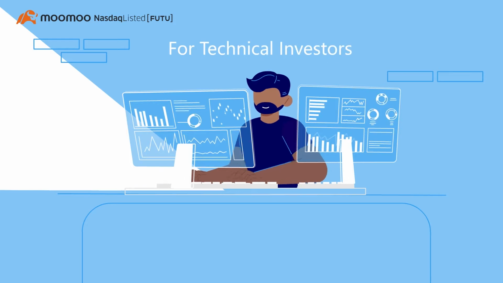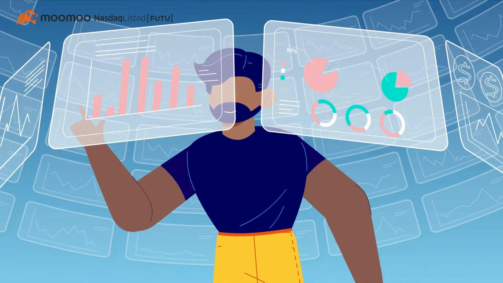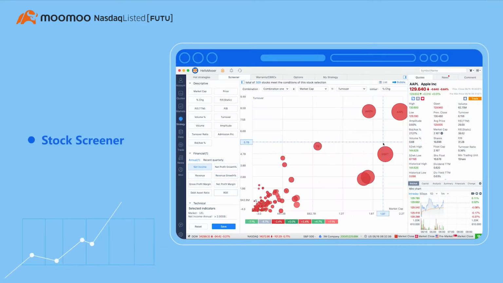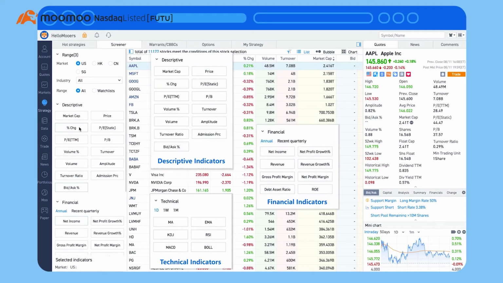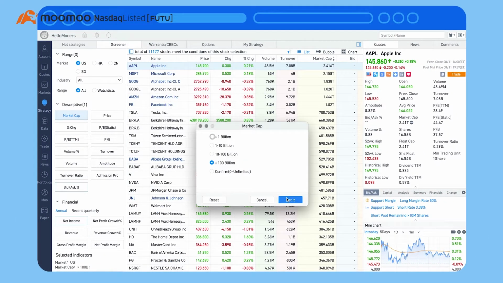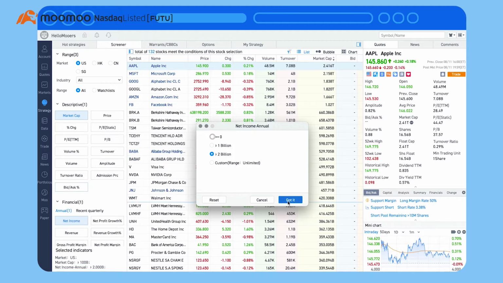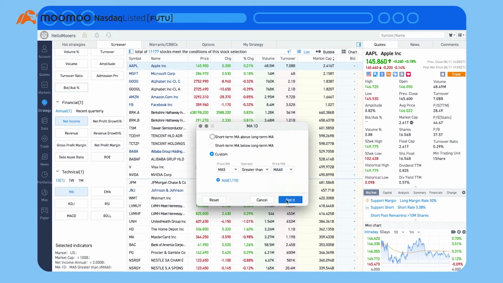For technical investors, stock screening with advanced filters is critical to easily zero in on a few stocks that meet your criteria. Moomoo has a comprehensive stock screener that allows you to filter by descriptive, financial, or technical indicators.